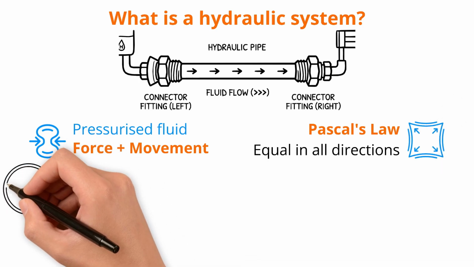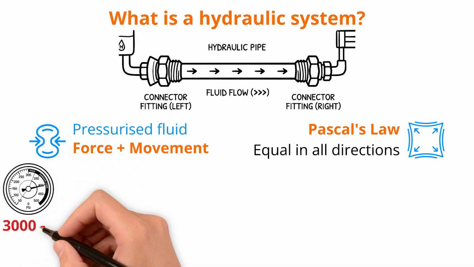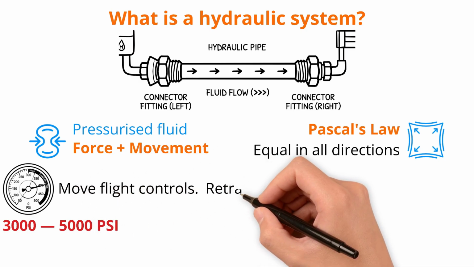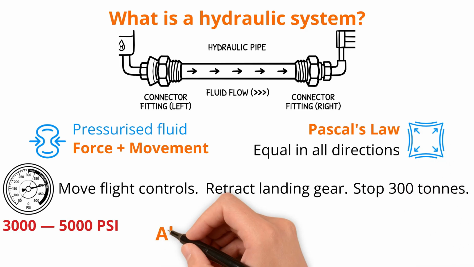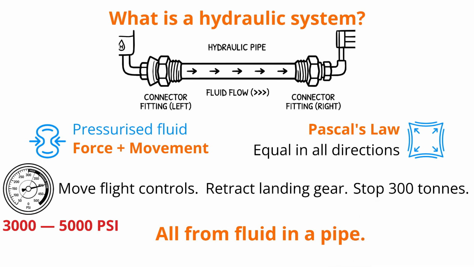Aircraft hydraulic systems operate at extremely high pressures, typically between 3,000 and 5,000 pounds per square inch on modern commercial aircraft. That's enough pressure to move massive flight control surfaces, retract heavy landing gear, and bring a 300-ton aircraft to a stop in less than 2,000 meters, all from fluid in a pipe.